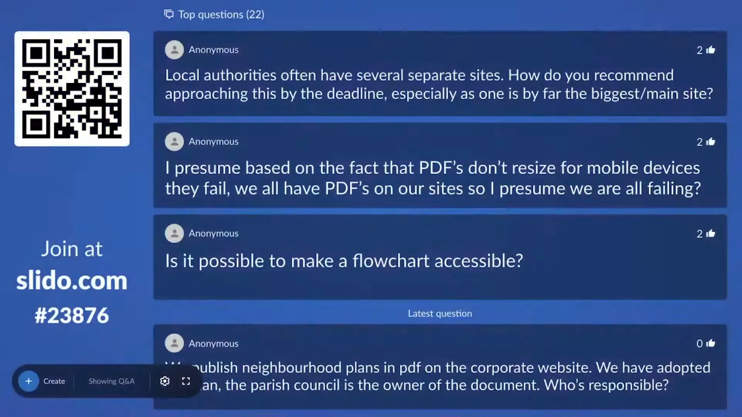Local authorities often have several sites. How do you recommend approaching this by the deadline, especially as one is by far the biggest main site? If you don't have time, or time is limited, and I guess to some extent it always is, you should focus on what is getting the most attention. Analytics could be useful there. You could look at what content is being seen the most.